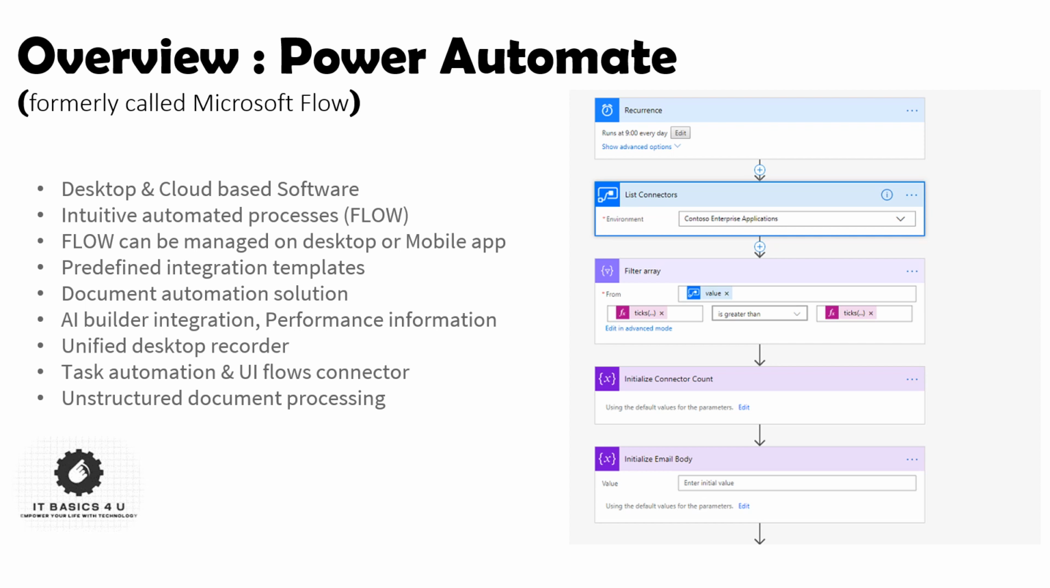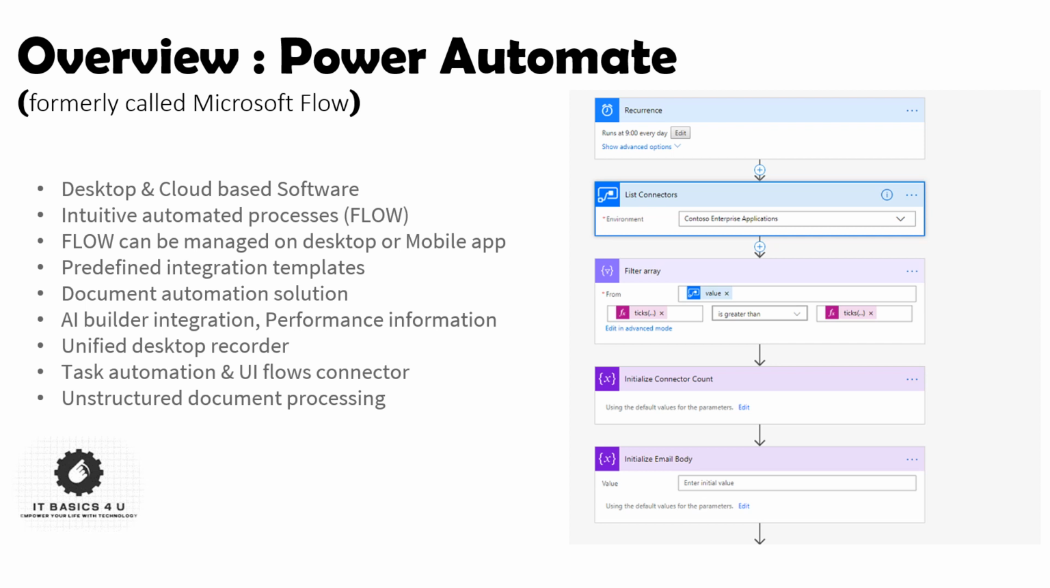So the first of the components in Power Platform we pick up is Power Automate. This was formerly known as Microsoft Flow, and then it was renamed Power Automate as it became a part of the overall Power Platform. It's a combination of desktop and cloud-based software, allowing users to automate their daily repetitive processes. And once these are built, they are known as flows.